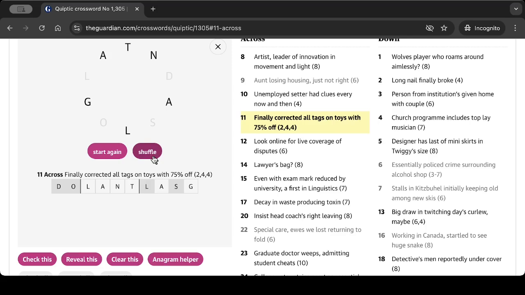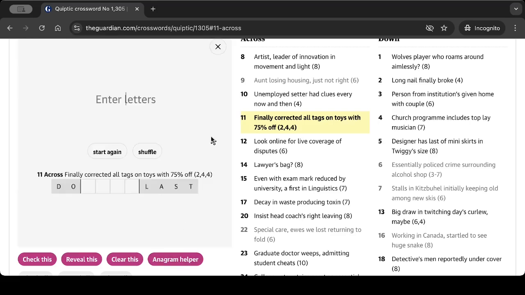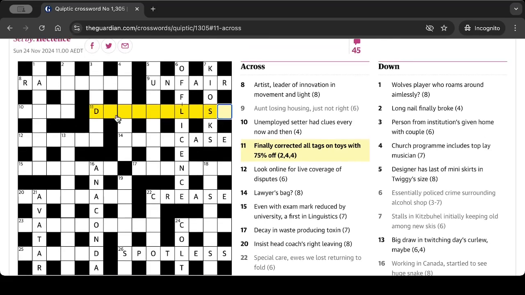The last word would really have to be last. If it was last, I'm not sure why this isn't coming to me. We've got D, all tags on. No, don't think that works. So, not sure I've got this right yet. I'm not even sure the D is right.